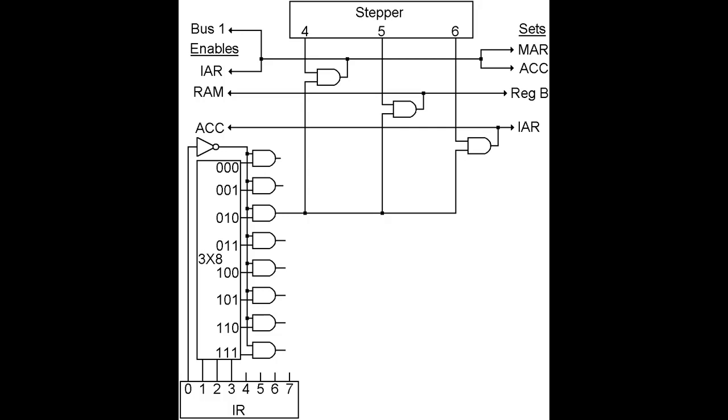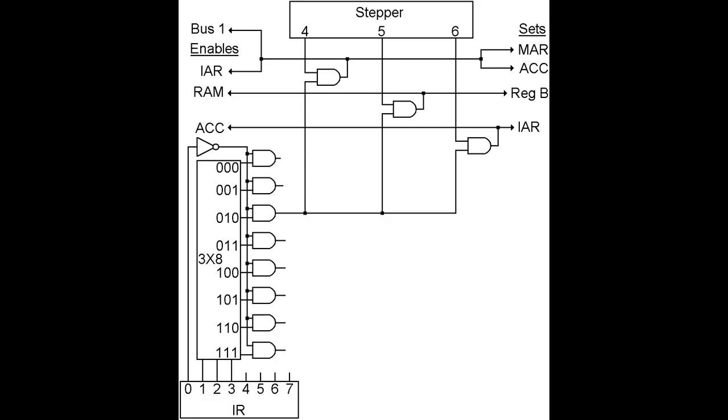But that means that we need to increment the IAR another time so that the next time that we go around the stepper, it will contain the address of the next byte in memory, skipping over our data byte that is there. All of this is happening at the same time in step 4. We're sending IAR to the MAR. We're also using the fact that it's already on the bus to set bus 1, increment basically the IAR, and capture the result into the accumulator.